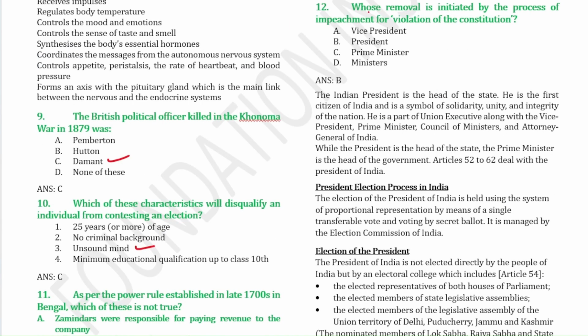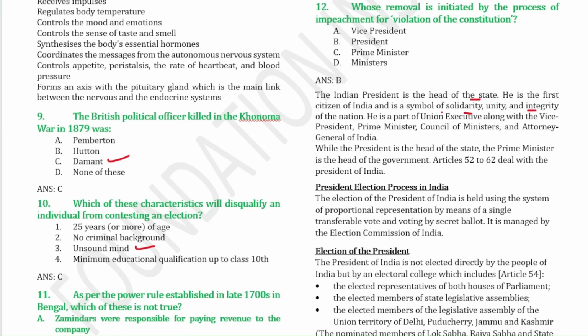Question number 12, whose removal is initiated by the process of impeachment for violation of the Constitution? So that is the president, okay? Now regarding the Indian president, you have to know some certain points, okay? So the Indian president is the head of the state, okay? And he is considered the first citizen of India. In the question, if they ask who is the first citizen of India, then your answer should be the president, okay? And this president is a symbol of solidarity, unity, and integrity.